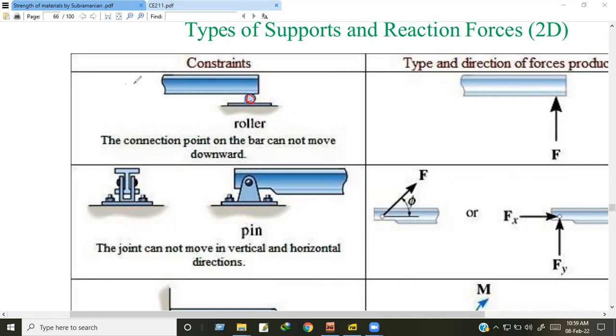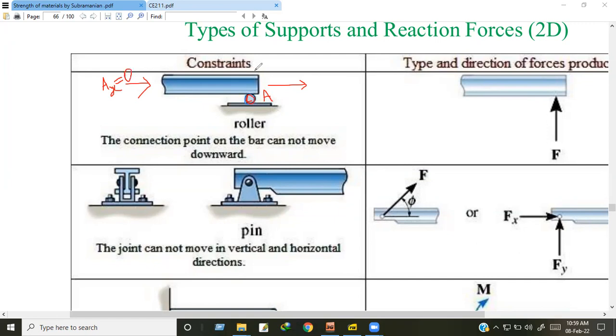If I apply a force in this direction, it will move in this direction, as in this direction there is no restriction. If I give the name of the support A, then the force Ax equals 0. The force Ax means force in the x direction equals 0.